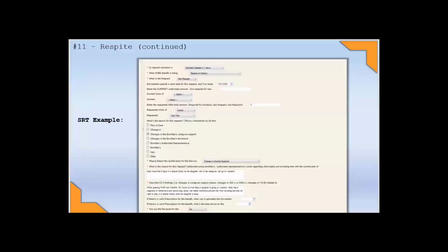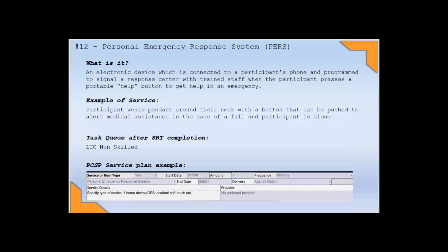Our SRT example. Number 12, we have our PERS system, personal emergency response, which is your I've fallen and I can't get up button. An example, participant wears a pendant around their neck with a button that can be pushed to alert medical assistance in the case of a fall and participant is alone.